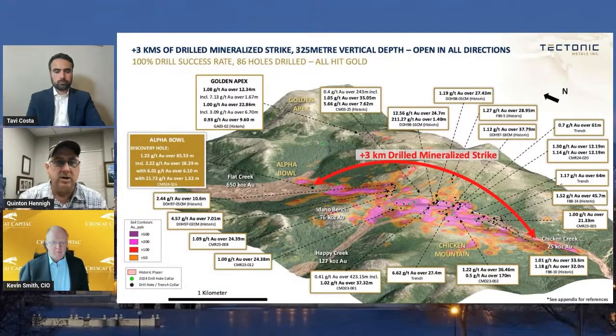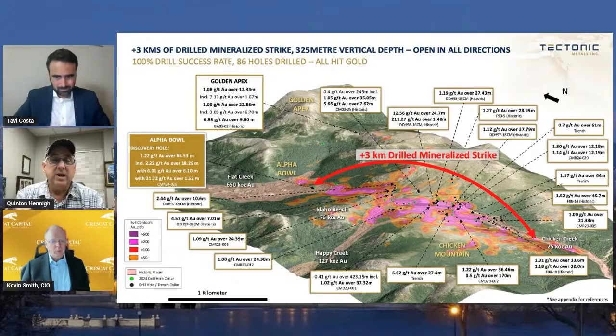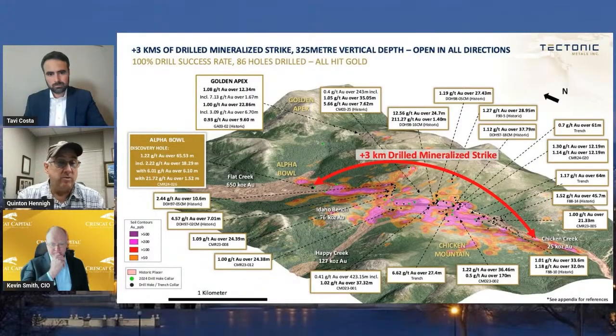Alrighty, here's a little 3D rendition looking, I think, northeast. Yeah, we're looking northeast. It shows the soil anomalism in gold across Chicken Mountain, but you can see it extends all the way up to Alpha Bowl as you go further to the left. That's where the biggest alluvial gold deposit was found at Flat Creek, 650,000 ounces. And last year they hit 1.22 grams gold over, I think it was, 66 meters there in the first ever drill hole, right under that placer. And that was the entire length of the hole, by the way. But to me, that smells like they basically made a discovery.